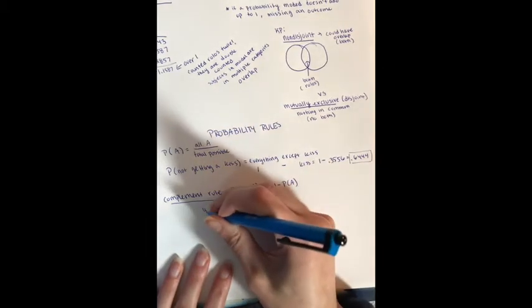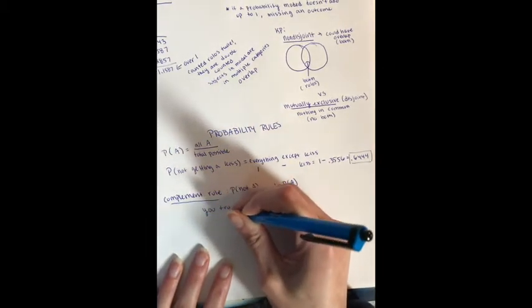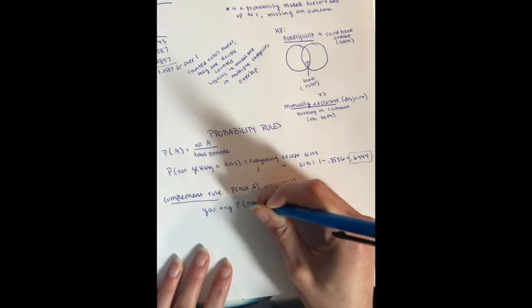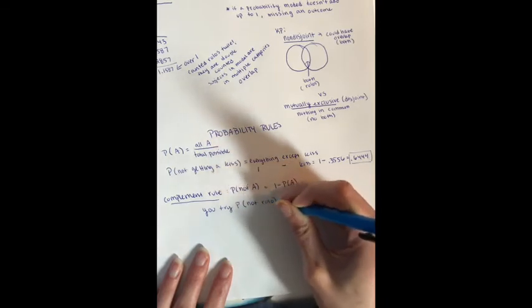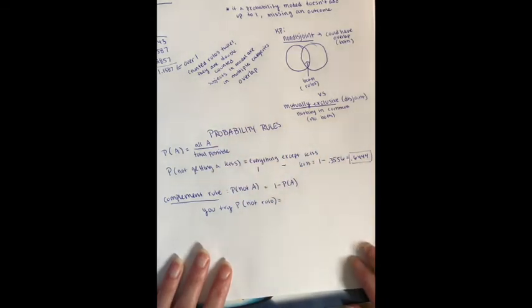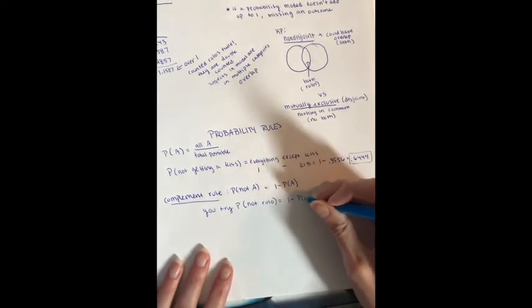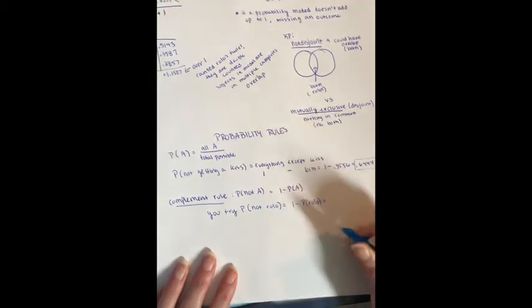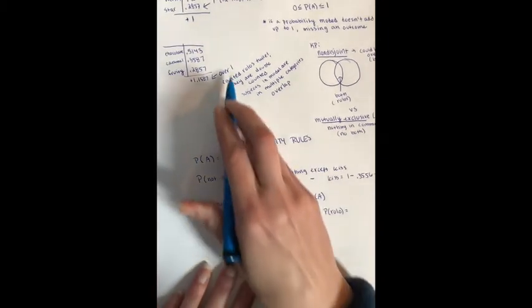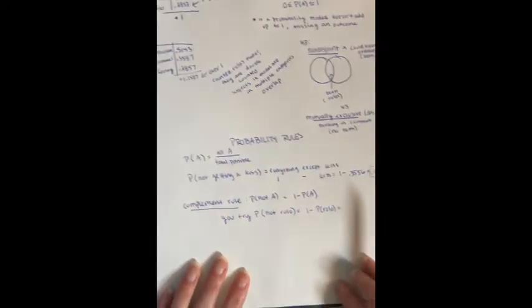Pause the video for a second so that you can try finding the probability of not Rolo. Pause the video and try that out yourself. Probability of not Rolo should be 1 minus the probability of Rolo, which will be 1 minus 0.1587.